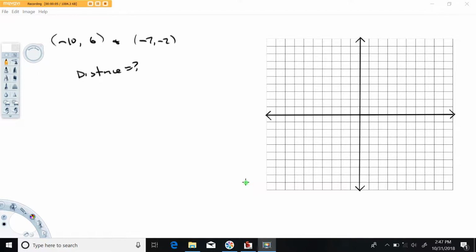I'm making this video to help teach you how to find the distance between 2 points on a Cartesian graph. So what we're going to do here is calculate the distance between the point negative 10, 6 and the point negative 7, 2.